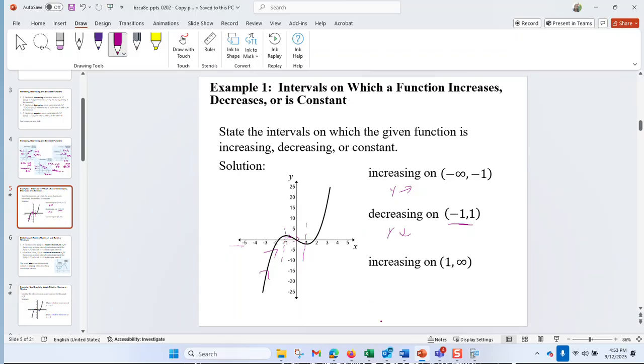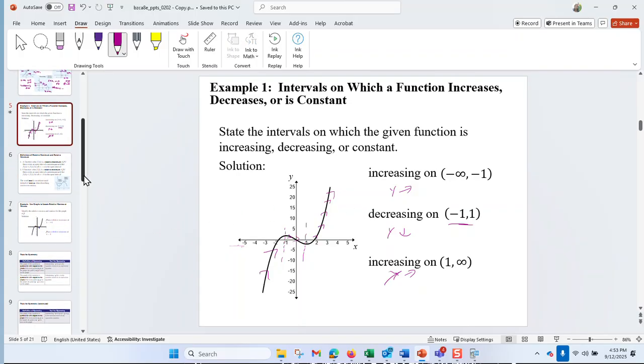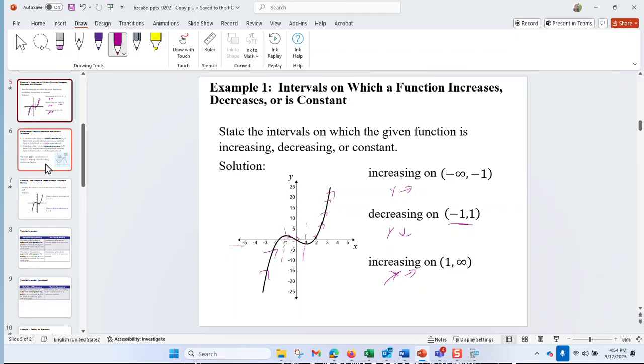Okay, and then after 1 in here, y is increasing again. Look at that, y is increasing again in this case. All right, so that is how you identify the increasing or decreasing function. Any questions?